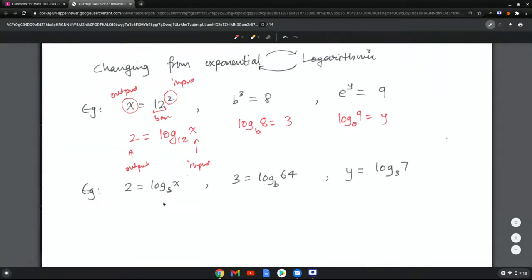Changing from log to exponent, that's the base. So 5 becomes x, right? The input and the output switch. b cubed becomes 64. 3 to the y becomes 7, and so on.